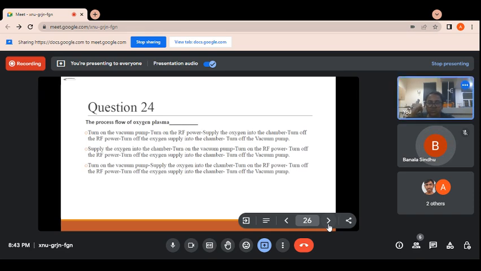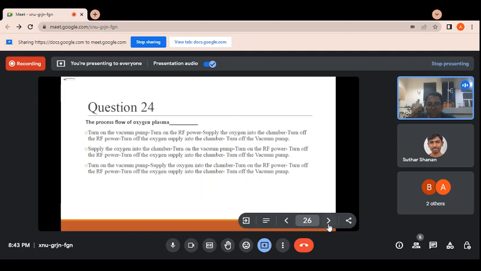Now coming to the next question, question number 24. The process flow of oxygen plasma is: turn off the vacuum pump, then turn on the RF power, then supply the oxygen into the chamber, then turn off the RF power, then turn off the oxygen supply into the chamber, and then turn off the vacuum pump. And the second option is: first supply the oxygen to the chamber, then turn off the vacuum pump, then turn on the RF power, then turn off the RF power, then turn off the oxygen supply into the chamber, then turn off the vacuum pump.